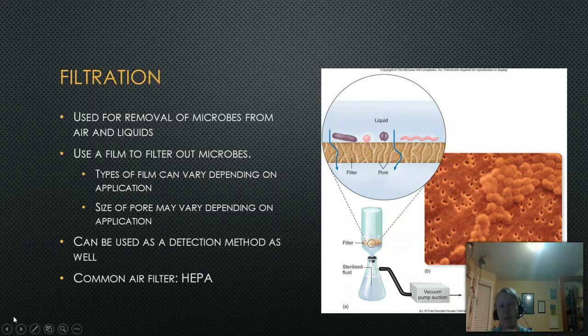Like if we want to have a liquid that we don't want to heat because it might break down some of the components in that liquid, then we can use a filter to filter out the microbes without damaging the solution. Now, we can't necessarily heat the air very effectively, so this is where we use HEPA filters, and I'm sure you've heard of those before. A HEPA filter is an air filter that will filter out the microbes. You'll see these on everything from vacuum cleaners to laboratory hoods, so they're used in a variety of applications.